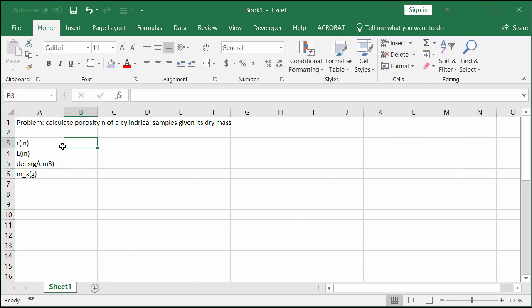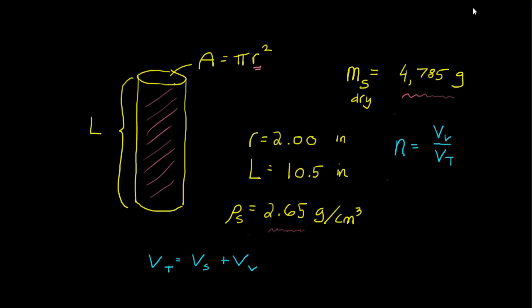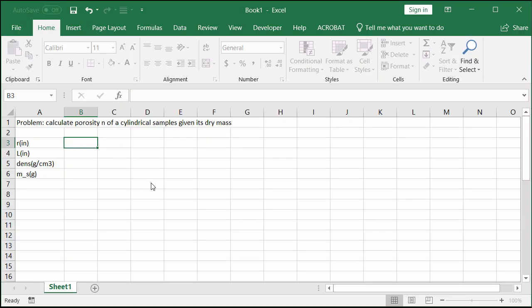So the radius as given, let's just remind what this looks like here, was 2.00 inches. Now, that's going to present a little bit of a problem, actually, because if I just write in 2, Excel is going to take that as what's called the general format and just write it as 2, and that will not show me that, in fact, I know this number to three significant figures.